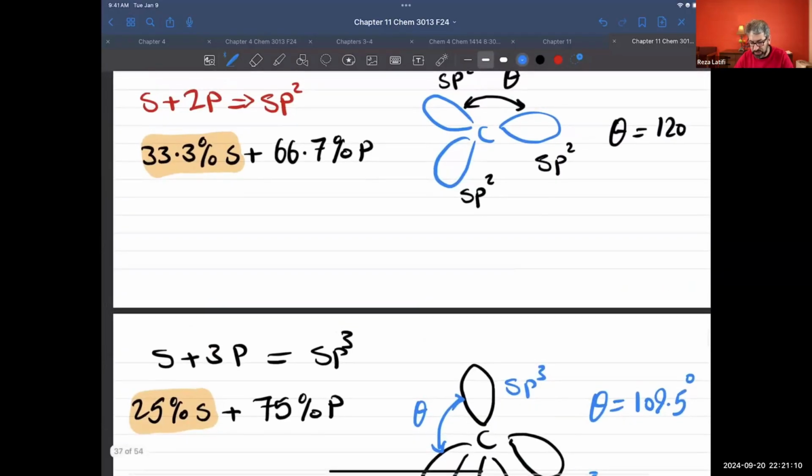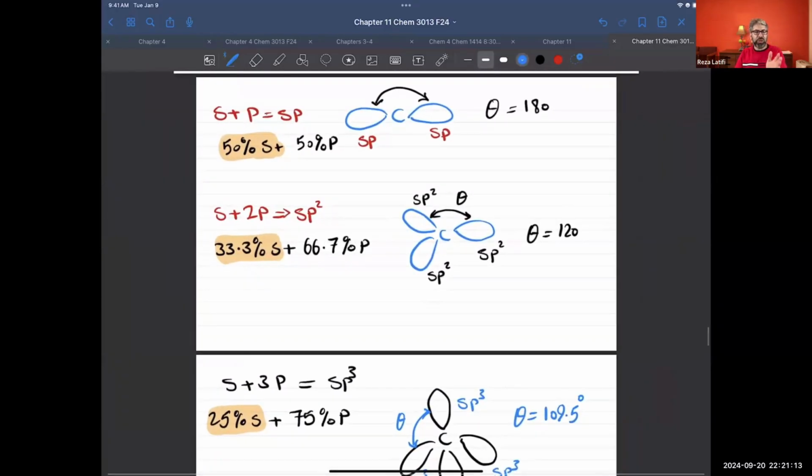Okay, zoom out. When we have sp, because we have 50% s character, we got 180. We dropped the s character to 33%, and the bond angle went down by 60 degrees to 120. You go down to 25%, this time half of the 50%, and the bond angle is 109. So the less s character you have, the smaller the bond angle will be. Listen carefully. The less s character you have, the smaller the bond angle. Or how about this? The more p character you have, the smaller the bond angle will be. So that's another way to look at it.